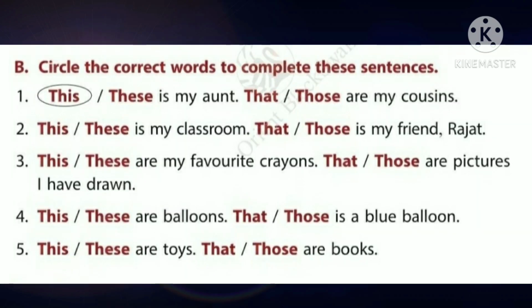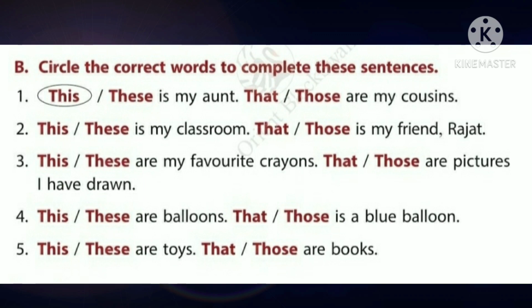All of you take page number 5. Section B. Circle the correct words to complete these sentences. First one. This or these is my aunt. That or those are my cousins. We have already studied this, that, these, those. This and that for singular. These and those for plural.